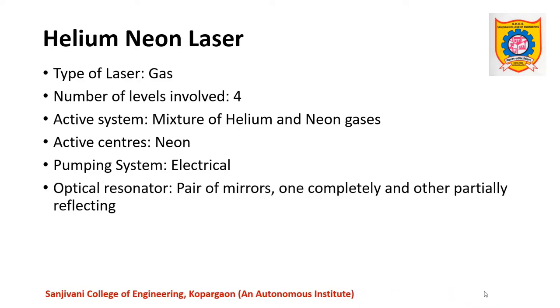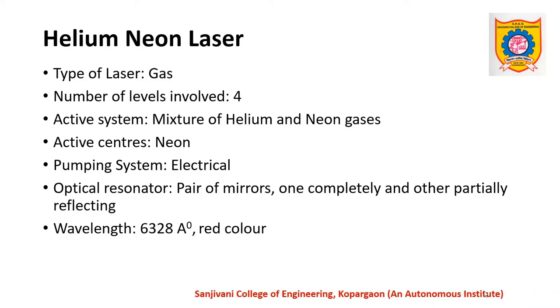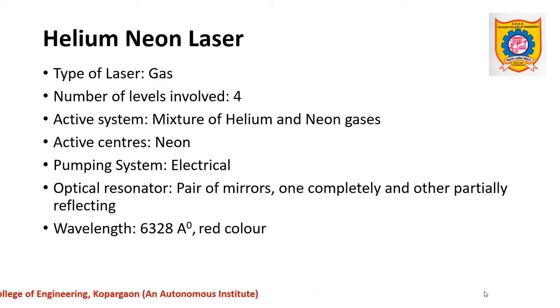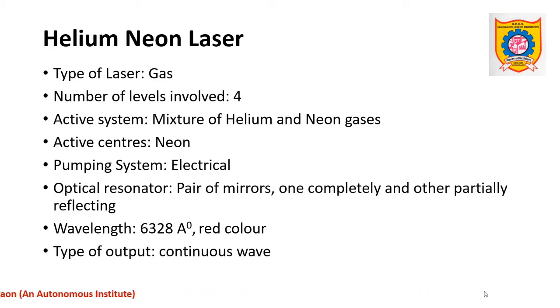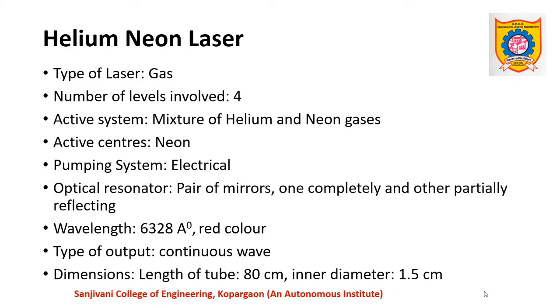The pair of mirrors functions as optical resonator. One mirror is fully reflecting and other mirror is partially reflecting. The wavelength of the output is 6328 angstrom units, which is red in color, and the nature of the output is in the form of continuous wave. Discharge tube used is 80 cm long and it is 1.5 cm for its inner diameter.